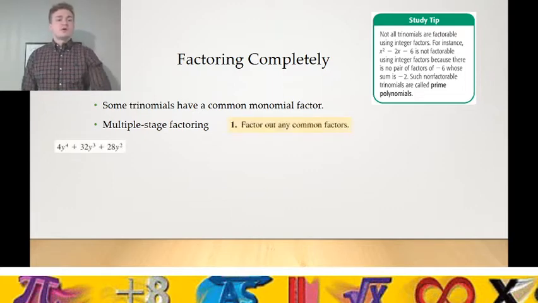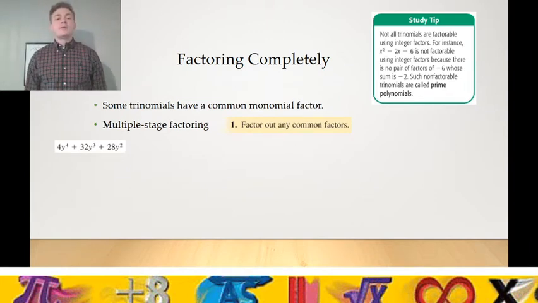So we have an example here, 4y to the 4th power plus 32y to the 3rd power plus 28y squared. We look at this trinomial here, we see it does have 3 terms. The first term, coefficient 4, exponent 4. The second term, coefficient 32, exponent 3. Third term, coefficient 28, exponent 2. So there are 4 factors of y, 3 factors of y, and 2 factors of y.